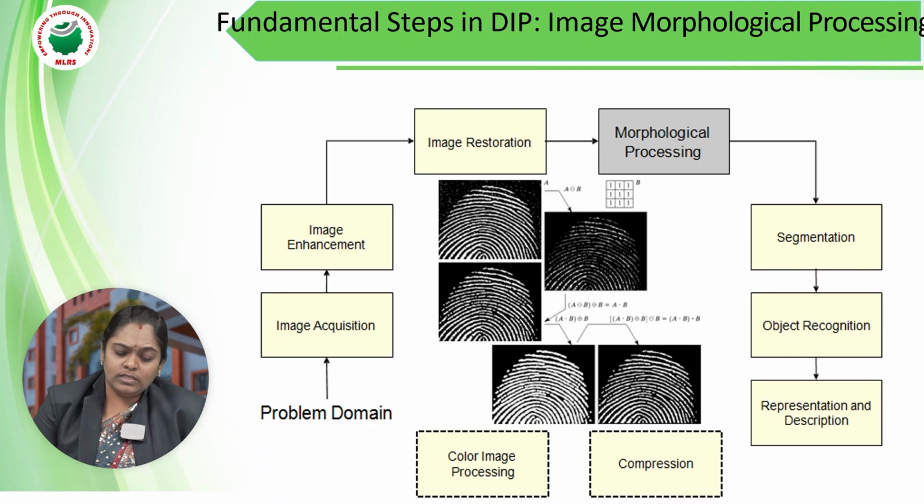And the next one is morphological processing. So here, in the first three steps, we have seen how to improve the image, and if noise has been added to the image, how to get back the original image by using different restoration filters. So the term morphological processing itself indicates that you are changing pixel to pixel values.